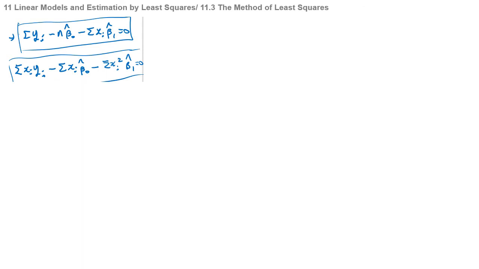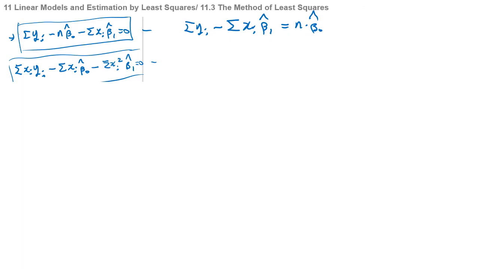Okay, so from the previous calculation, let's move on to solve these two equations with respect to beta 0 hat and beta 1 hat. From the first part, we can rewrite this as the sum of yi minus the sum of xi times beta 1 hat is equal to n times beta 0 hat.